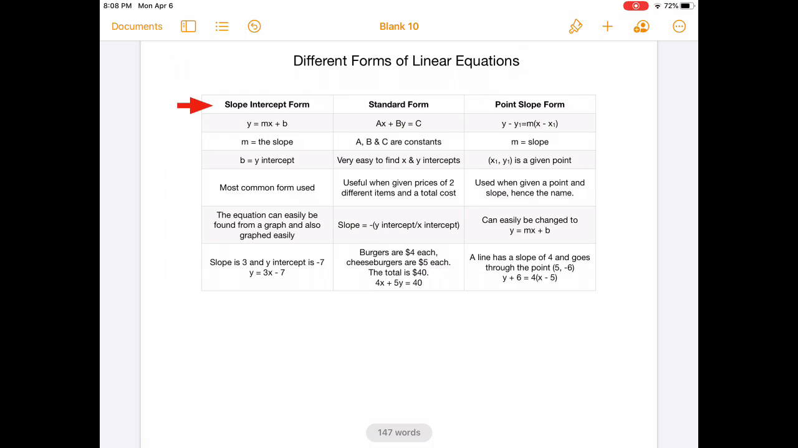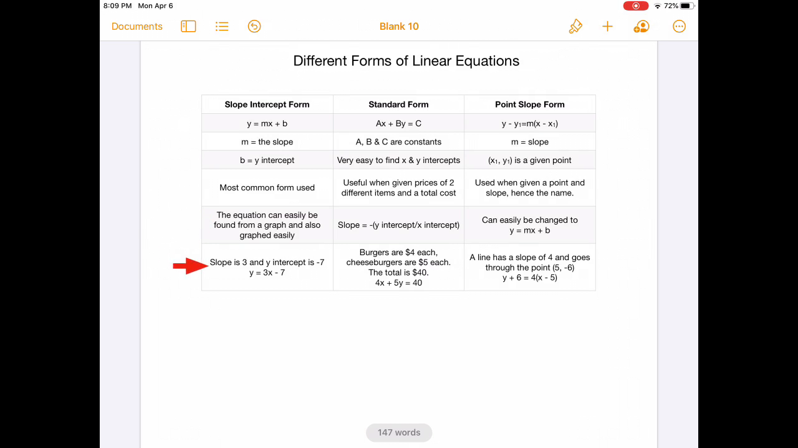So the first one, and probably the most common form, is the slope-intercept form. There is also the standard form, and then there is point-slope form. The slope-intercept form we should be very familiar with at this point. y = mx + b. m equals the slope or the rate of change, and b is the y-intercept, where the line crosses the y-axis. Like I said, it's probably the most common form used, and what's nice about it is the equation can easily be found from a graph, and also once you have the equation, it can be graphed very easily as well.